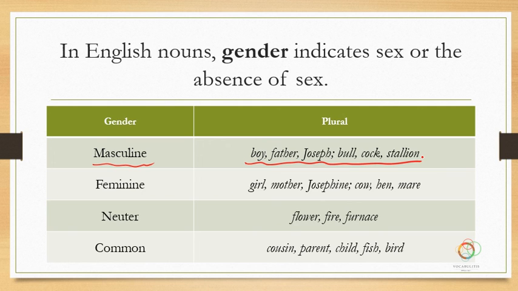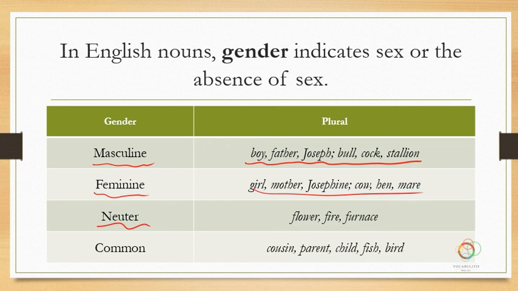In English, it doesn't happen very much, so we don't really have to think about it, except when we see very few words like boy, father, Joseph, bull. We know those are masculine, which means that if you're going to use a pronoun for them, you're going to use he as the pronoun. And feminine words like girl, mother, Josephine, cow, hen, you're going to use she for the pronoun, right?